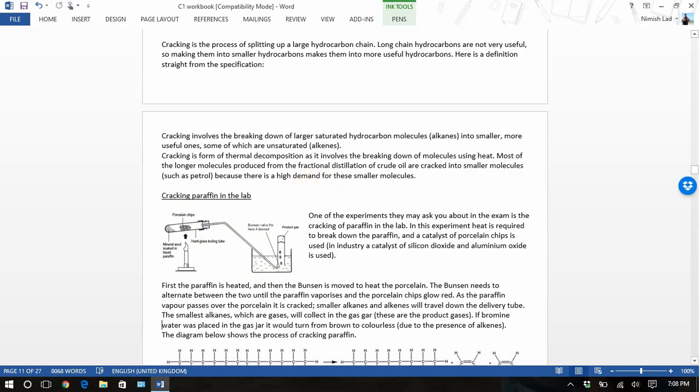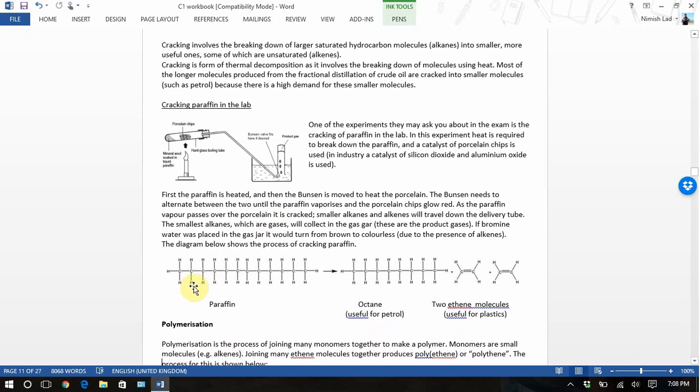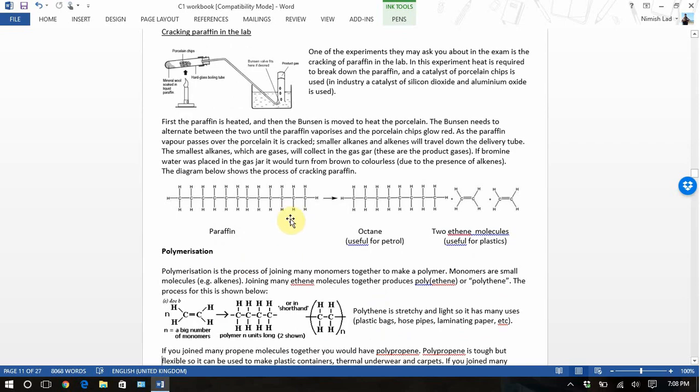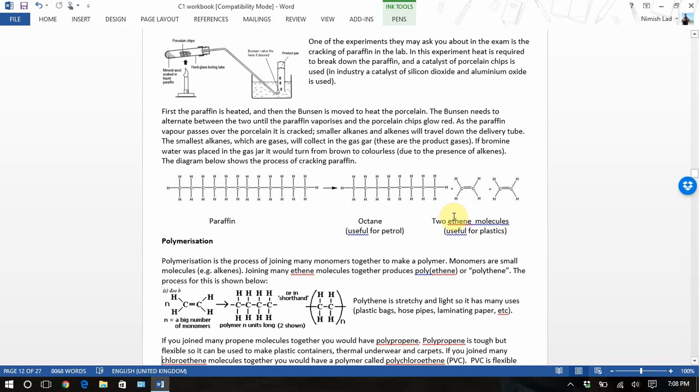So what's actually happening chemically? Well, there's your paraffin. You're splitting it into octane, that's useful for petrol, and 2 ethene molecules as part of this. So you've got an alkane and 2 alkenes.